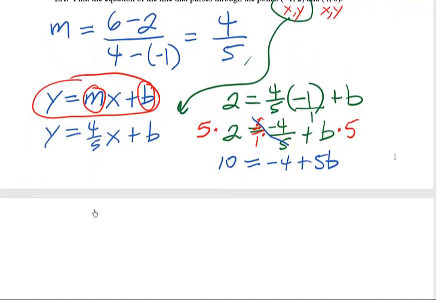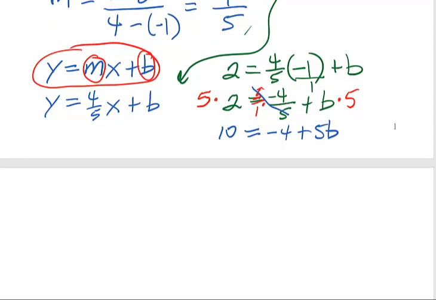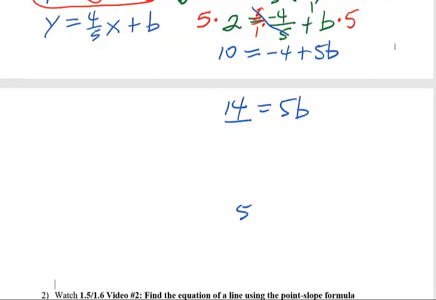And now that the fractions are cleared, I can finish solving this equation easily. Add that 4 to both sides, and then divide both sides by 5. And it looks like the b comes out to be not a nice number, right? 14/5 is the b. Well, that's all I needed to know. I did all of that so that I could figure out the b.